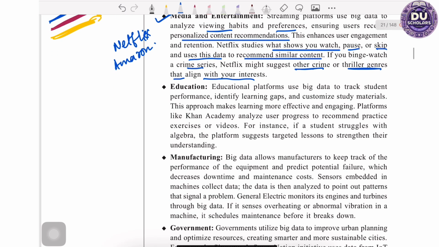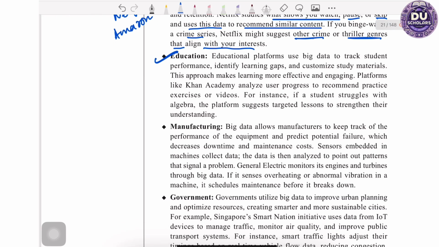So Netflix studies which shows you watch, pause, or skip, and uses the data to recommend similar content, right? So if you binge-watch a crime series, Netflix might suggest other crime or thriller genres too that align with your interest, right? Talking about education, they use big data to track students' performance, identify the gaps, and customize study materials. This approach makes learning more effective and engaging, right? A platform like Khan Academy analyzes user progress to recommend practice and exercise videos. For instance, if a student struggles with algebra, the platform suggests targeted lessons to strengthen their understanding.